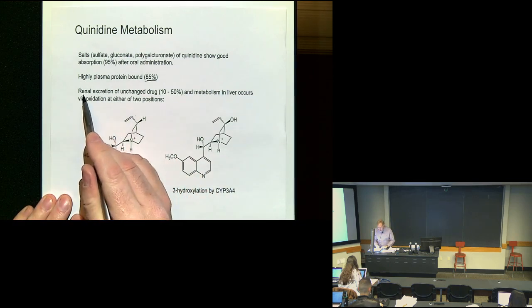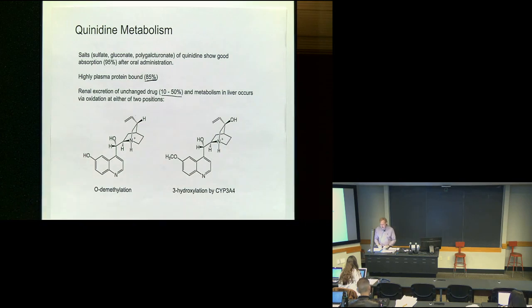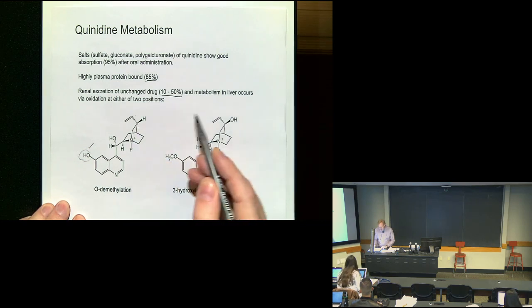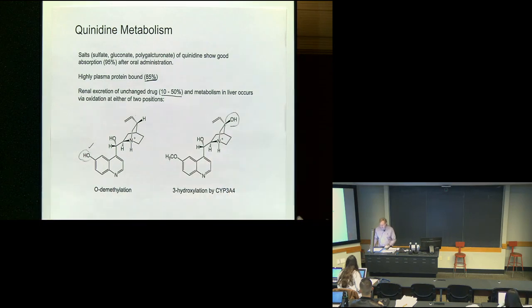You can get renal excretion of the unchanged drug, up to about 50%, and you get metabolism in the liver at two different places. This methyl ether can get O-demethylated to make this phenol, and then you can get hydroxylation out here on this carbon in the quinuclidine ring by cytochrome P450 3A4.